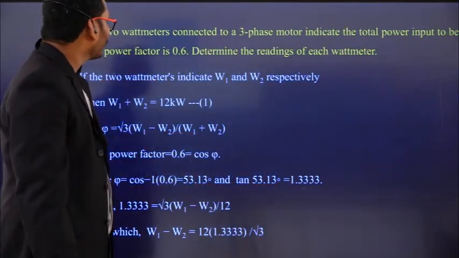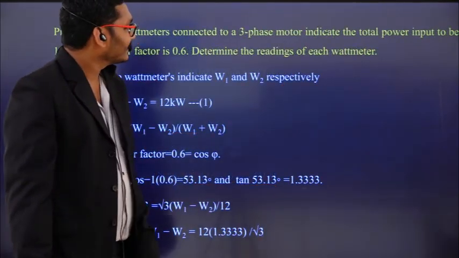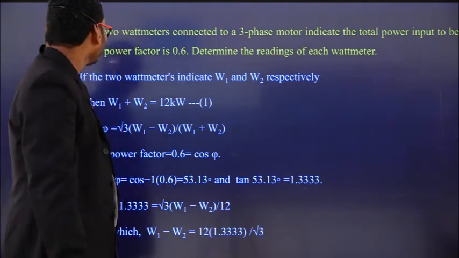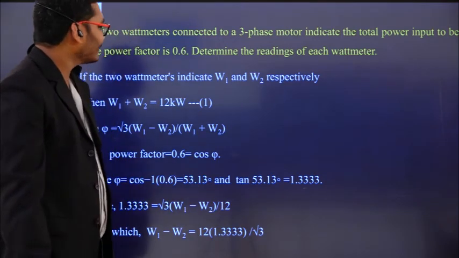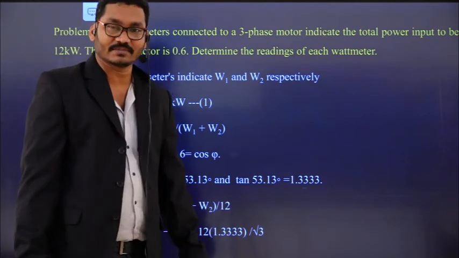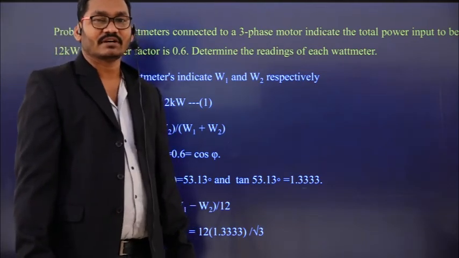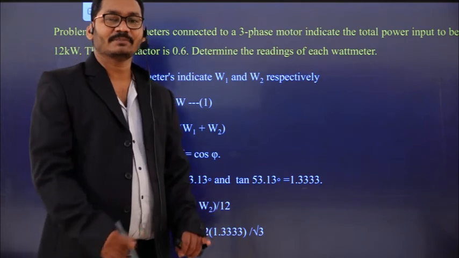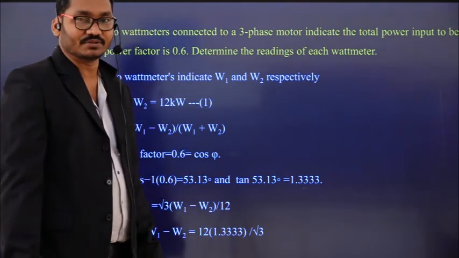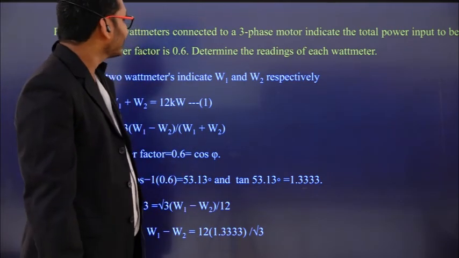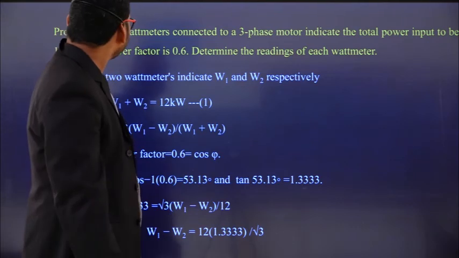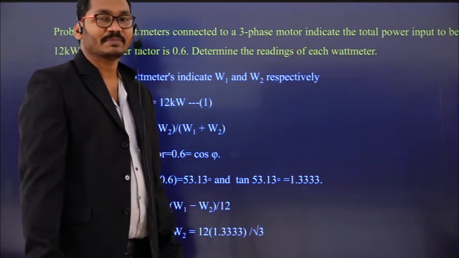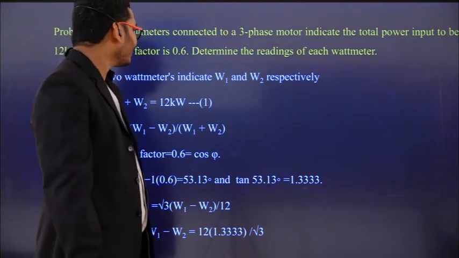Next problem: two wattmeters connected to a 3-phase motor indicate a total power input of 12 kilowatts. The power factor is 0.6. Determine the readings of each wattmeter. Previously, the wattmeter readings were given, and we found the power input and power factor of the circuit. But in this case it is reversed: power input is given, power factor is given, and you have to find the wattmeter readings. The same formulas can be used.